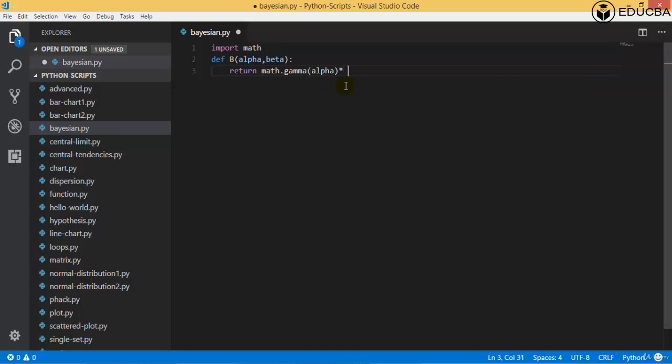into math.gamma with a value of beta. And the whole value will be divided by math.gamma with the value of alpha plus beta.